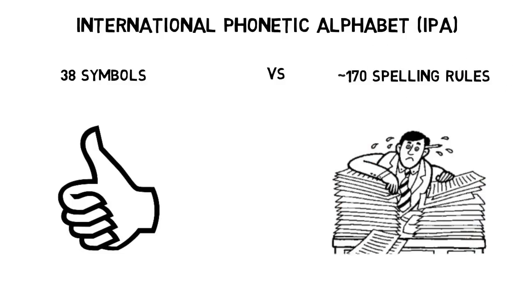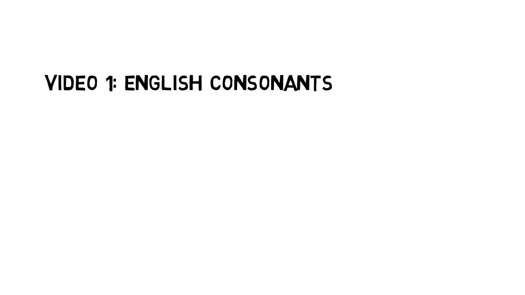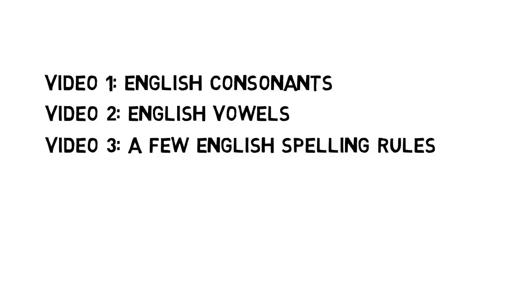So, let's get started. We'll break this up into 3 parts. The first will cover the English consonants, the second will cover the vowels, and the third will cover a few of English's spelling rules. We'll be discussing the general American dialect of English throughout this video. That said, if you're interested in learning British English, specifically received pronunciation or BBC English, then I'd suggest you watch these videos first, and then watch a 4th video I'm making on the differences between general American and received pronunciation.